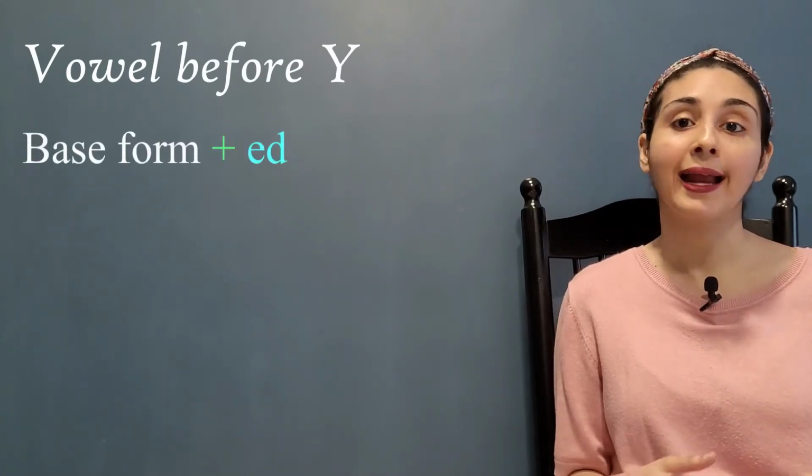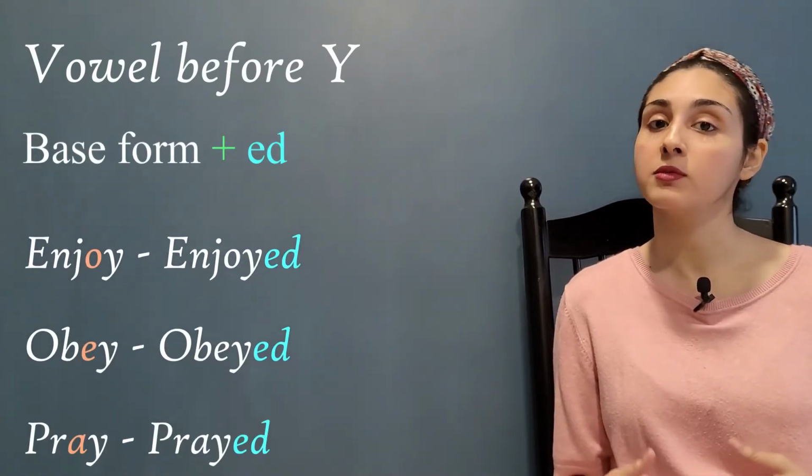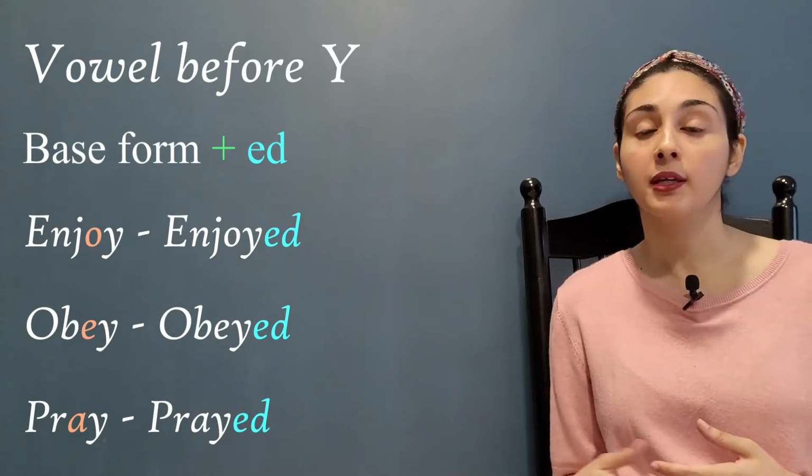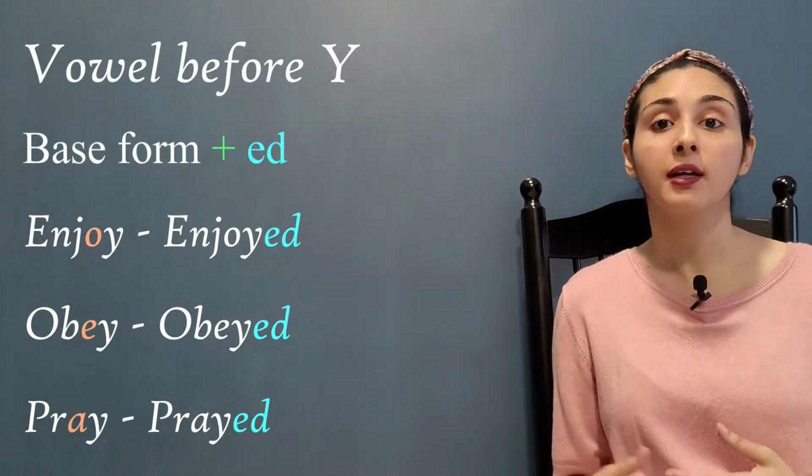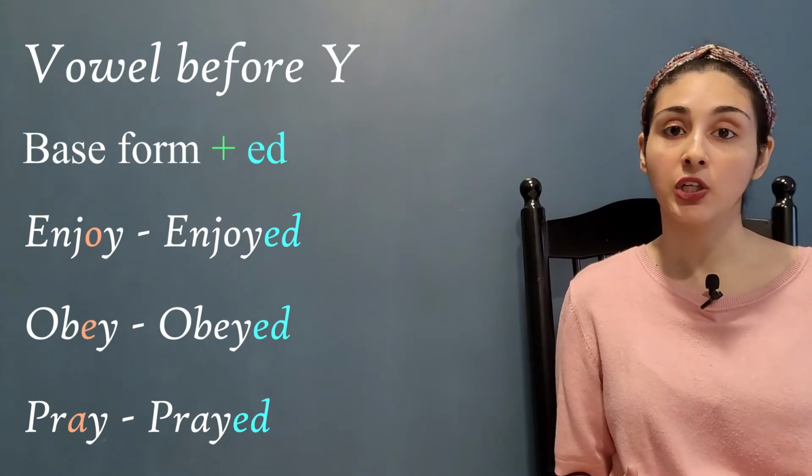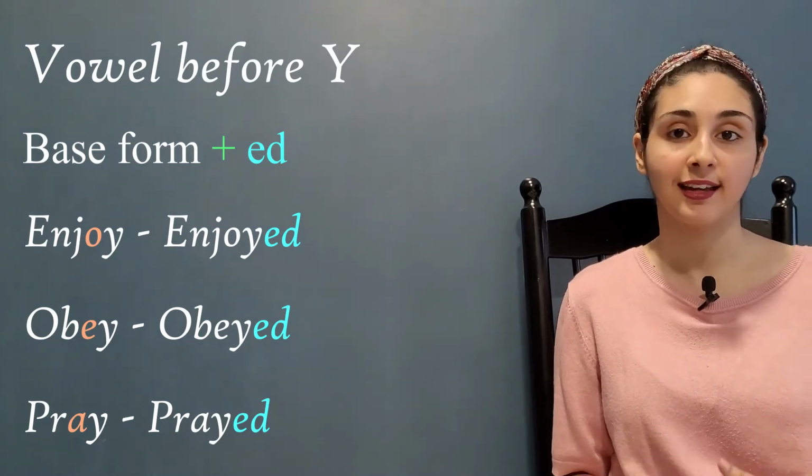Now, if there is a verb that ends with y, but there is a vowel before the y, we don't make any changes. We simply add ed. So enjoy becomes enjoyed. Obey becomes obeyed. Pray becomes prayed. We didn't make any changes. We simply add ed at the end.